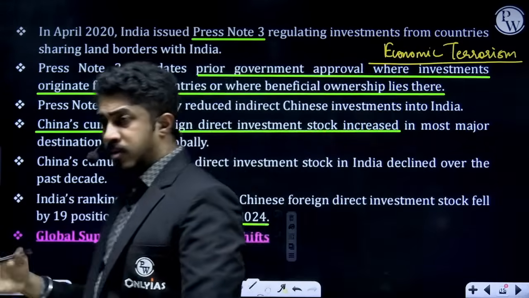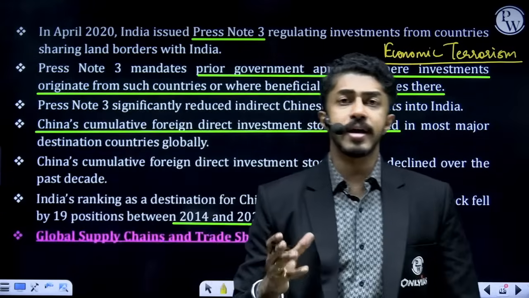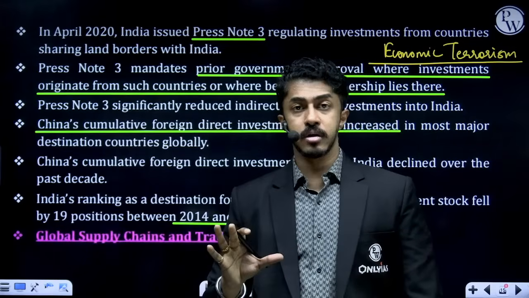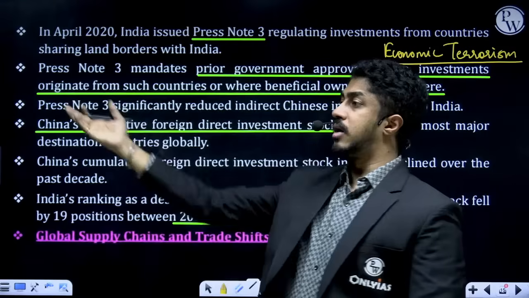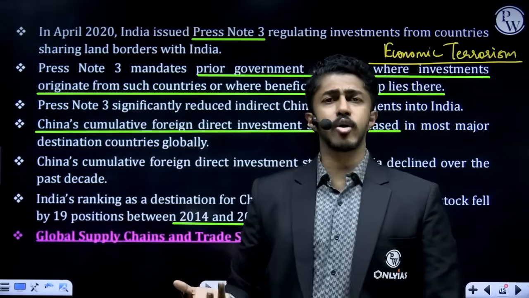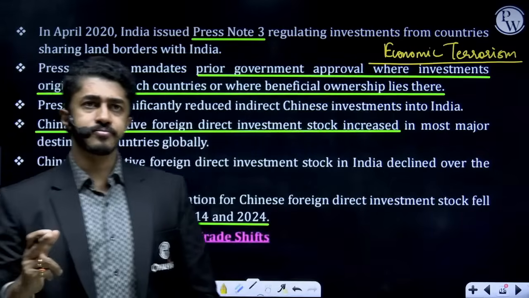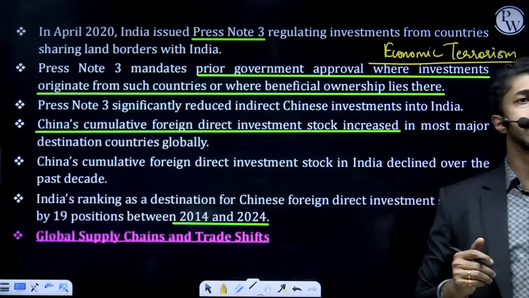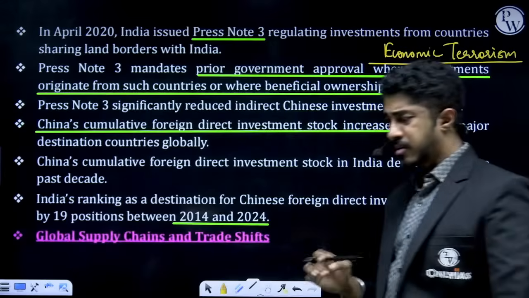Now, like I told you, India is not at all a player for China. For China, India is not at all important, to be very honest, from an economic perspective. It is almost like your neighbor is not buying from you, but the rest of the world is buying from you. So why will I care? Got the point here? Clear? So this is the point. Any doubts so far?